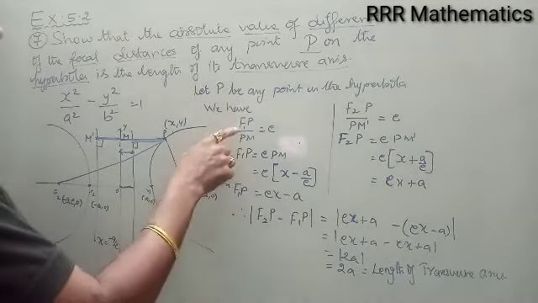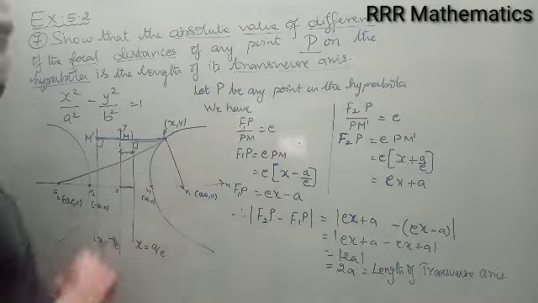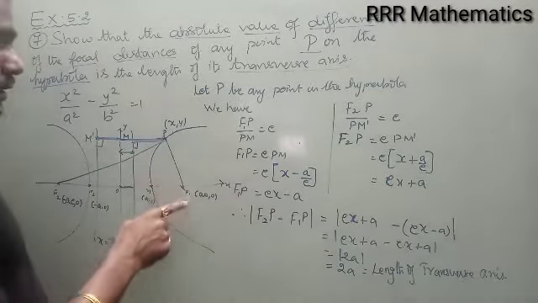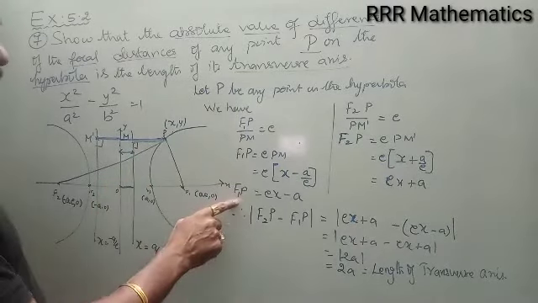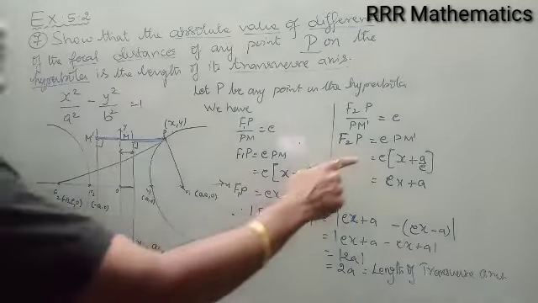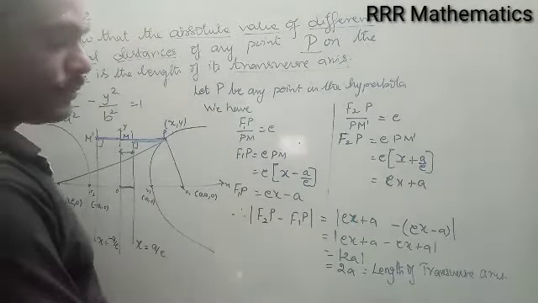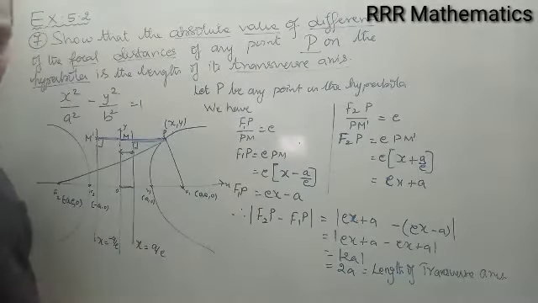We have a relation: from the focus to any point P divided by the perpendicular distance PM gives e. First, the relation with respect to F1 gives F1P equal to ex minus a. The next one, with respect to F2, gives F2P equal to ex plus a. Find the difference. It gives 2a, which is nothing but the length of the transverse axis. Got it?